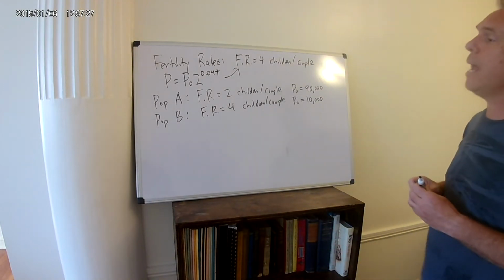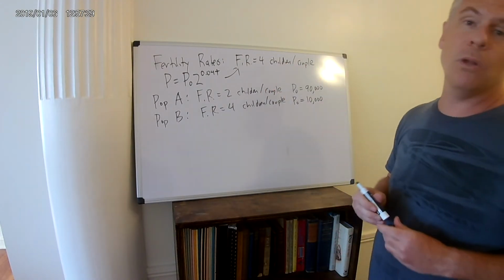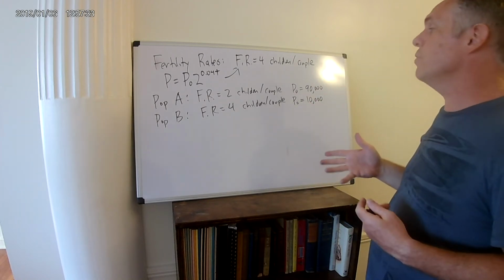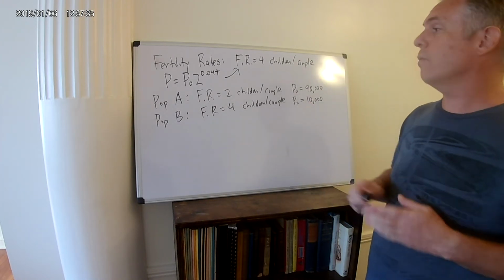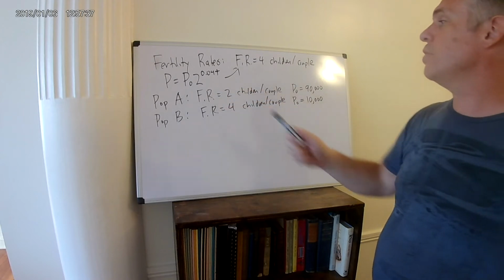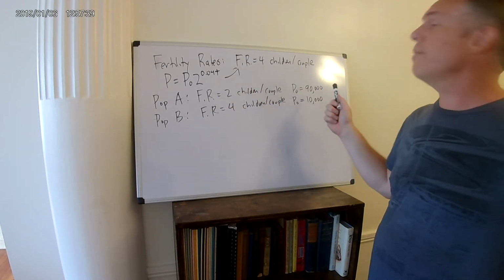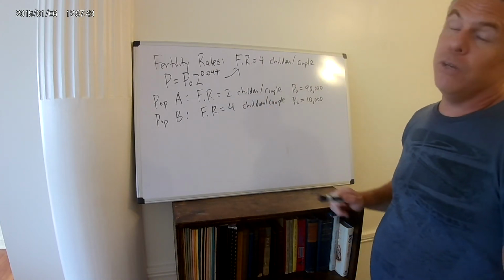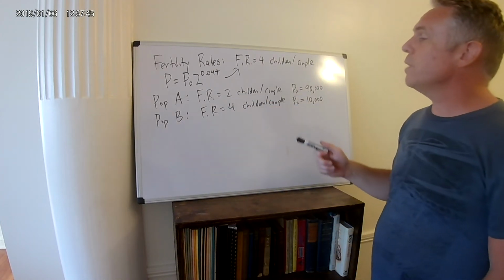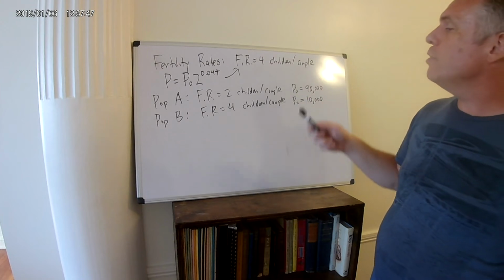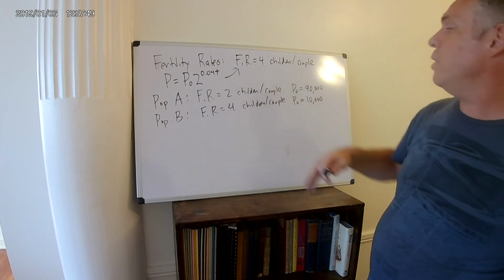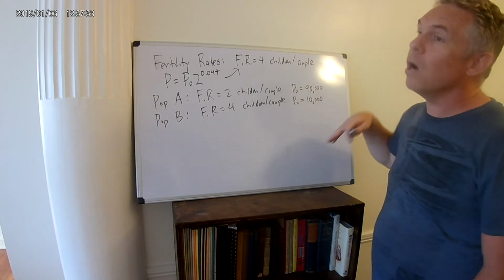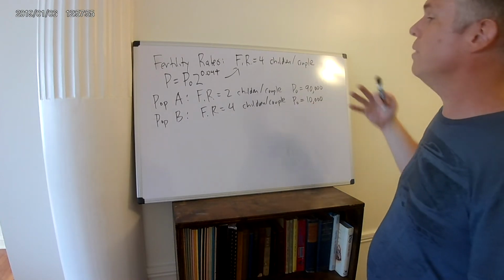Well, population A has a fertility rate of 2 children per couple. That means that for 2 people coming in, you get 2 out on average, which means there's no population growth. So population A will just sit at 90,000 forever. Population B has a fertility rate of 4 children per couple, which means that every generation you double the population. So population B will definitely not stay at 10,000. It will grow exponentially from 10,000.